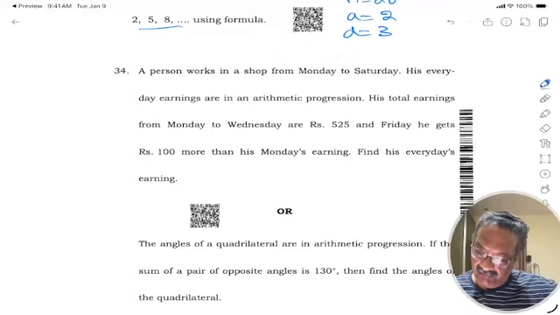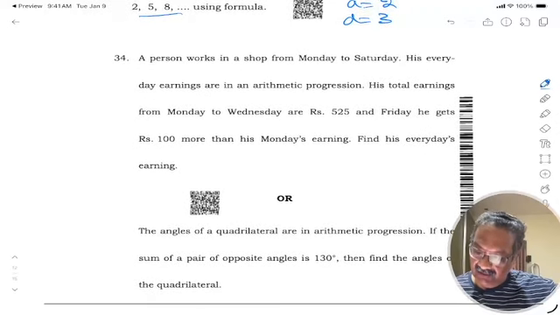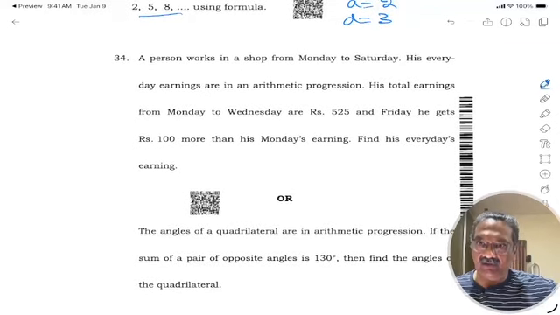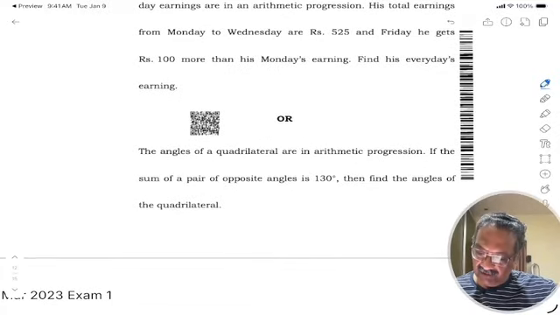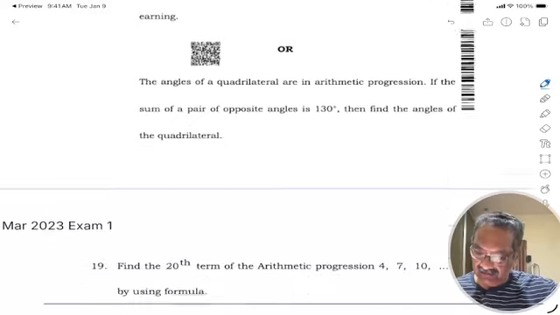A person works in a shop from Monday to, okay, this question is very similar. This is an LBA question. So I think you can check it out from the LBA. Angles of the quadrilateral are in arithmetic progression. Okay, this is also part of LBA. So it is solved in the other video of LBA. You can just take it directly as it is.